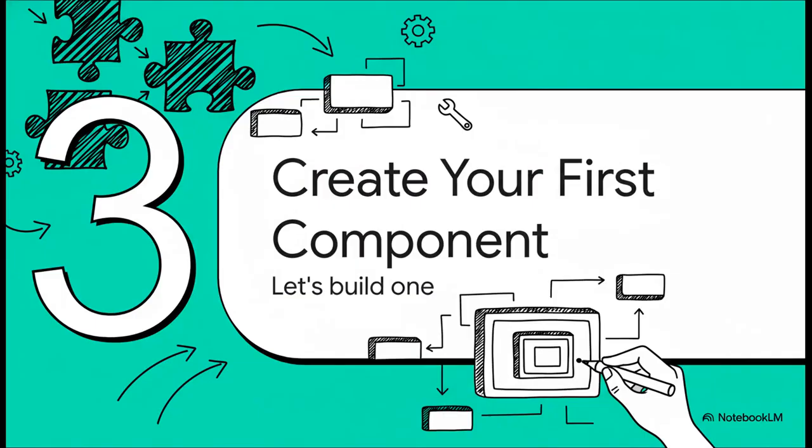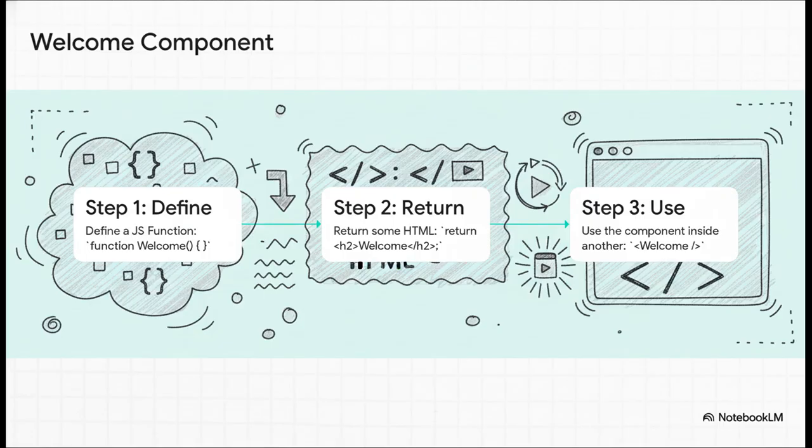All right, enough talk, right? Let's move from theory to practice. We're going to build our very first component right now, from scratch. It's really just a simple three-step process. Step 1, we just define a normal JavaScript function. Step 2, inside that function, we return a little bit of that HTML-like stuff, JSX. And then for step 3, the final piece, to actually make it show up on the page, we use it inside another component. We just write its name inside angle brackets, just like a regular old HTML tag.